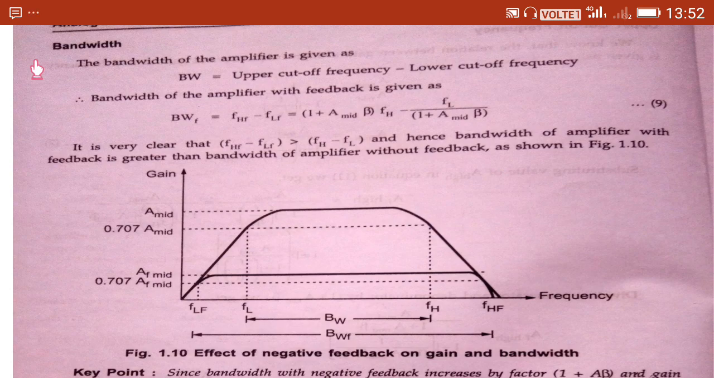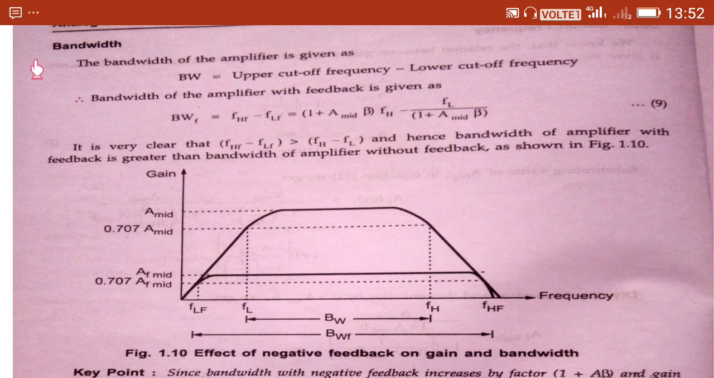In previous class, we have discussed the effect of negative feedback on the input and output resistances of the amplifier. In today's class, we'll discuss the effect of negative feedback on the bandwidth of the amplifier. So let's begin. First of all, what is bandwidth? Bandwidth is basically the difference of upper cutoff frequency and the lower cutoff frequency. Now, what is upper cutoff and lower cutoff frequency?